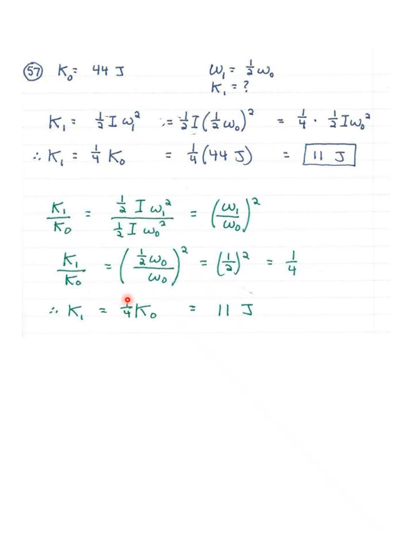And so here we have this line. Now notice the omega naught divides out. So we're left with 1/2 squared. And so we're left with this nice simple relationship that the ratio of K1 over K0 is 1/4. So then we can say K1 is 1/4 of K0 and we get 11 joules.